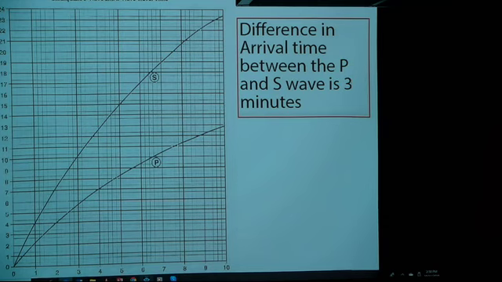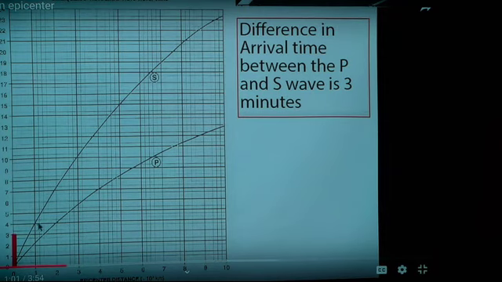So I measure out 3 minutes on here, and then he just slides this up and down until it fits in between these. This is the P wave curve and the S wave curve, so I find exactly where that 3 minutes fits, and that tells you how far away the epicenter distance is. See that?